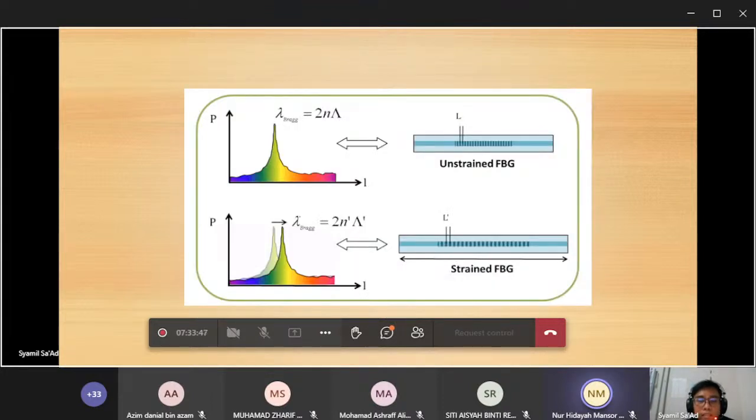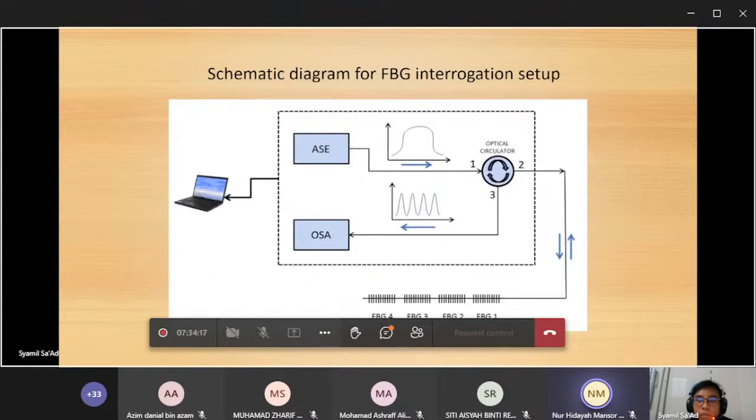You can see here the initial Bragg wavelength with 2n lambda, the initial length, the distance between the gratings. When we strain the FBG, you can see the shift in the Bragg wavelength with a different refractive index and a different grating pitch. This is how we calculate the wavelength shift into what we want to measure, for example tilt, vibration or pressure. This is the normal FBG interrogation setup, how we interrogate FBG.